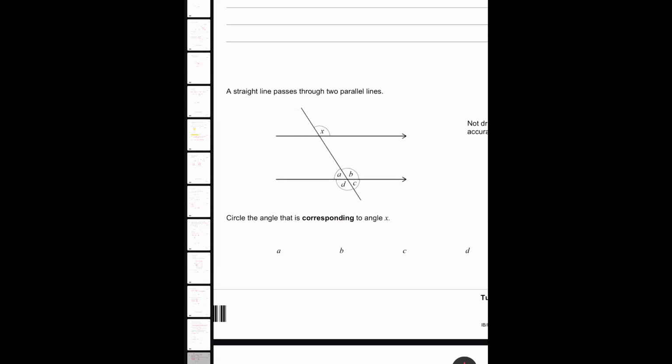Question 21 has given us a straight line that passes through two parallel lines. It is asking us to circle which of the letters is a corresponding angle to x. Corresponding angles form an F, so let's highlight that first. Now x is above our line, so our other angle must also be above our line and on the same side. That means it must be B.